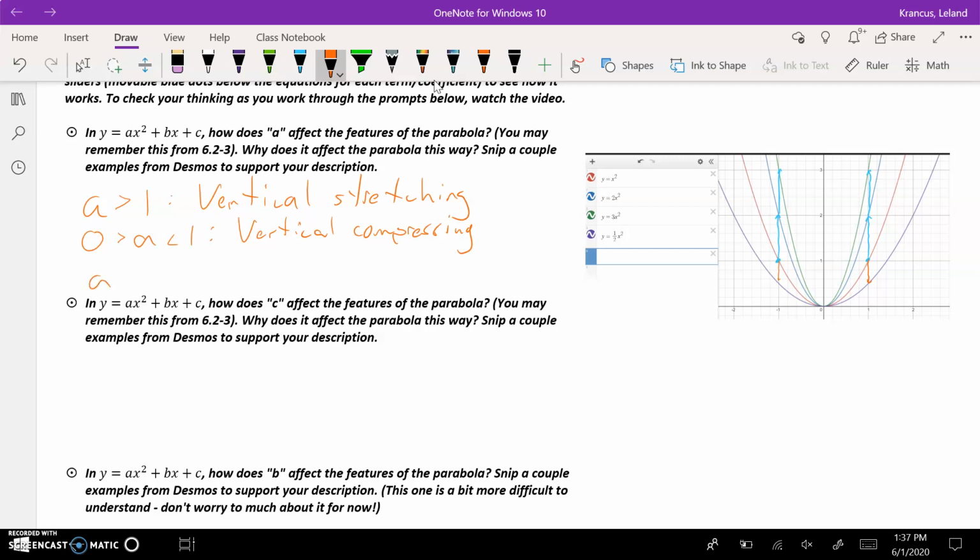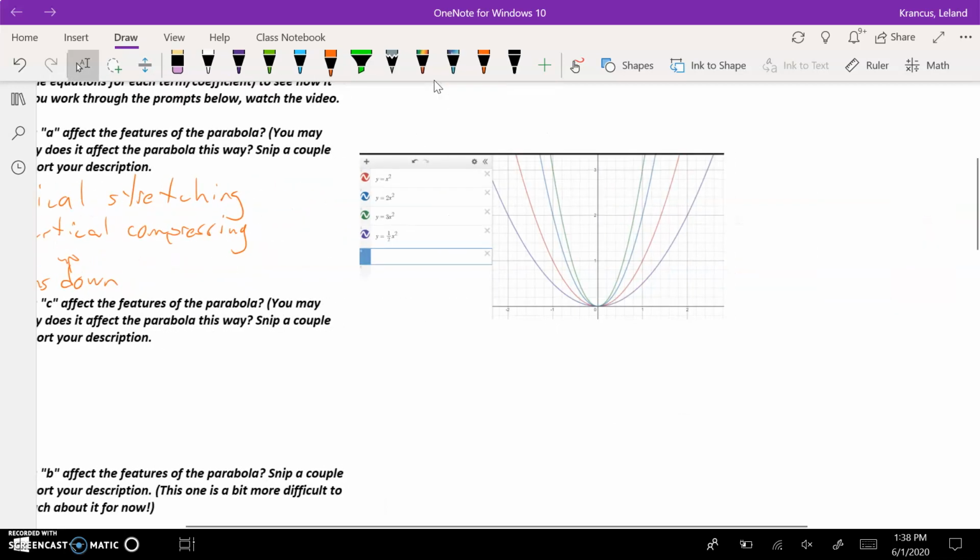And when a is positive, the parabola opens up. When a is negative, it opens down. And as a little recap of why that works, that's why I have this image over here.